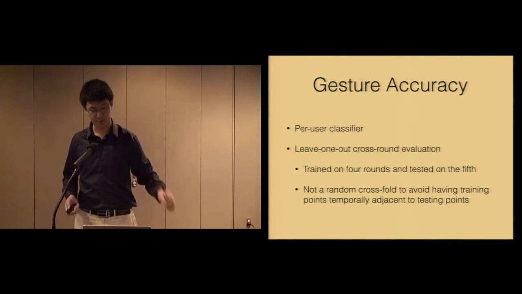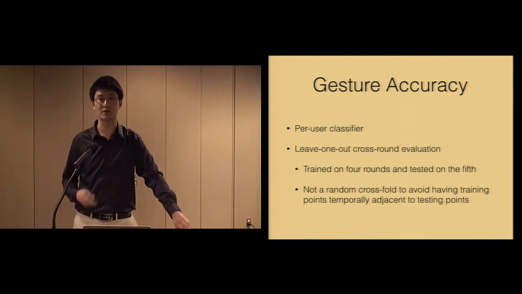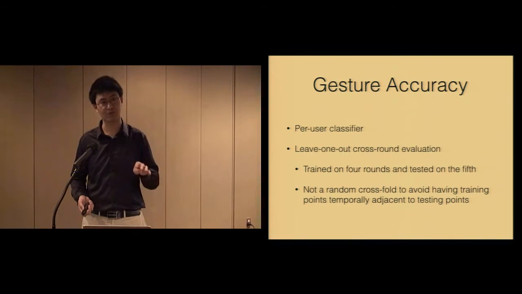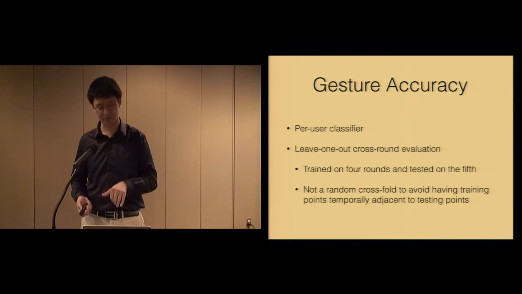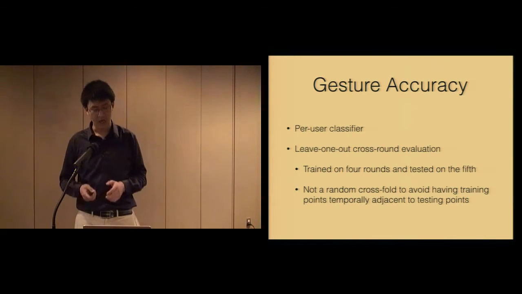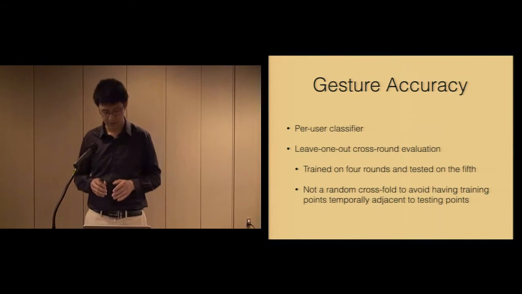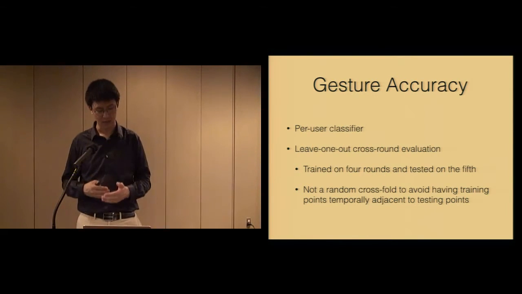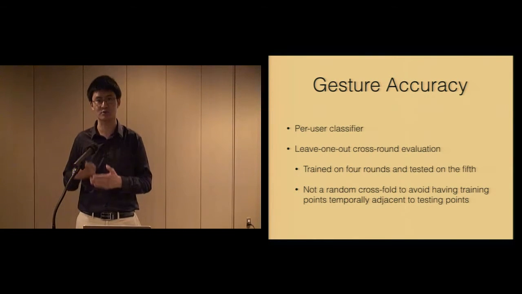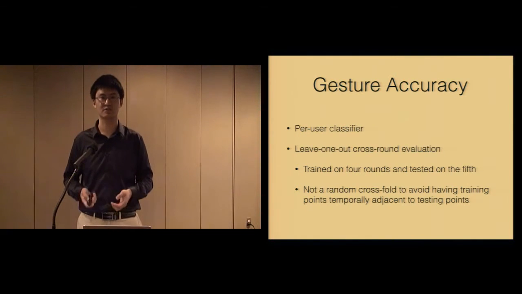We evaluated accuracy per user as if the system was calibrated to each user individually. For each user, we performed a cross-round evaluation by training on 4 rounds of data and testing on the 5th, for all combinations. Unlike a pure cross-fold evaluation, this approach ensures that our testing set doesn't contain data points that are temporally adjacent to those in the training set. So this temporally separates them, and that ensures that we don't accidentally accept overfit machine learning classifiers.